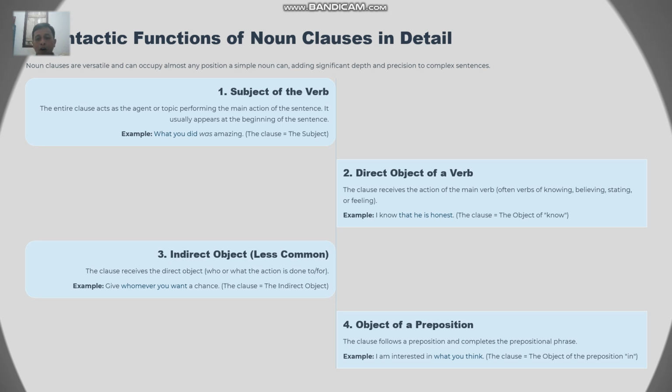Second, direct object of a verb. The clause receives the action of the main verb, often verbs of knowing, believing, stating, or feeling. For example, I know that he is honest. The clause is the object of know. 3. Indirect object, less common. The clause receives the direct object, who or what the action is done to or for. For example, give whoever won a charge. The clause is the indirect object.